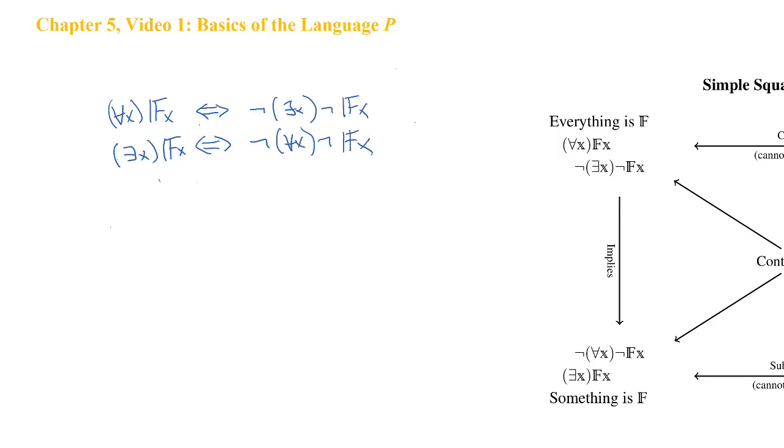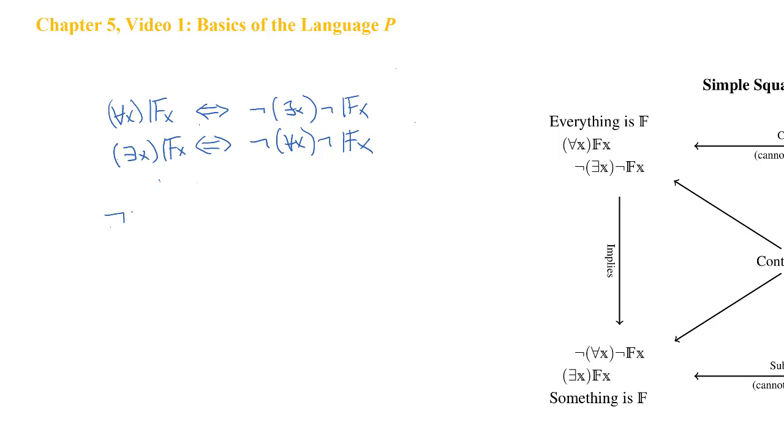If you read this through, what we've got here is that for all x Fx is equivalent to, it's not the case that there exists an x that is not F. If it's not the case that there exists one that's not, then they must all be F. Similarly, there is at least one x such that Fx is equivalent to, it's not the case that every x is not F. If it's not the case that every one of them is not, at least one of them must be F.